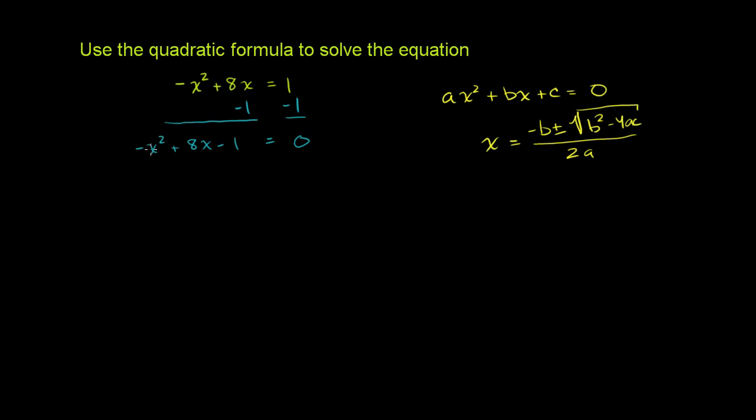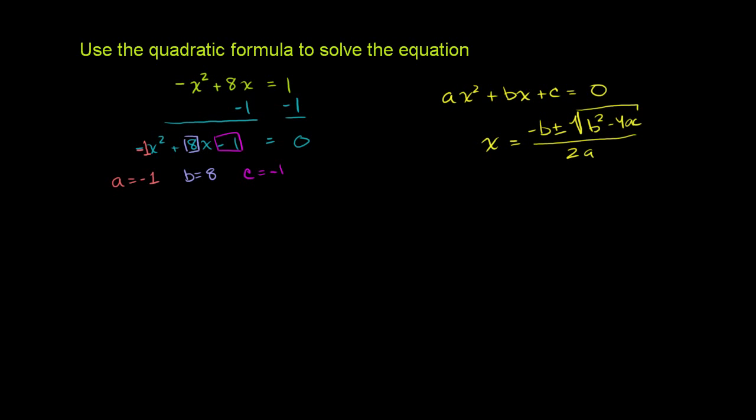We have ax squared. A is negative 1. So let me write this down. A is equal to negative 1. It's implicit there. You could put a 1 here if you like, a negative 1. Negative x squared is the same thing as negative 1x squared. B is equal to 8. That's the 8 right there. And c is equal to negative 1. That's the negative 1 right there. So now we can just apply the quadratic formula.